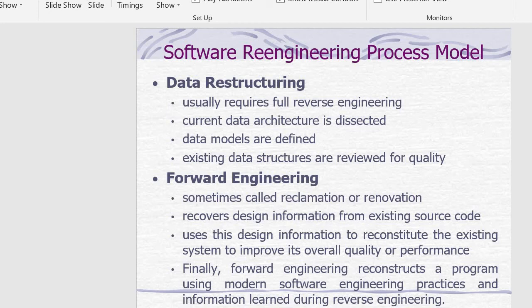This is sometimes called reclamation or renovation. It recovers design information from the existing source code and uses this design information to reconstitute the existing system to improve its overall quality of performance. And finally, this forward engineering reconstructs a program using modern software engineering practices and information learned during the reverse engineering.